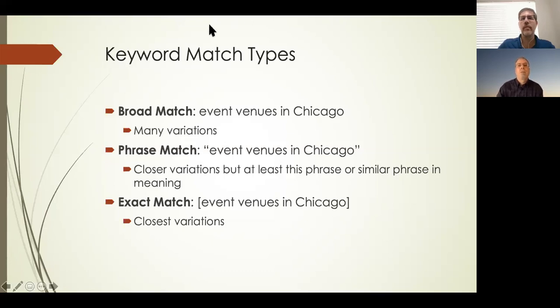Exact match, another poll just popped up, pardon me. Exact match is not going to match only on event venues in Chicago when someone searches, but it'll bring up closer variations. So party venues in Chicago is a much closer variation. Your ad should appear for that result if you use exact match. So I go phrase match first, exact match second, and when in doubt, broad match.